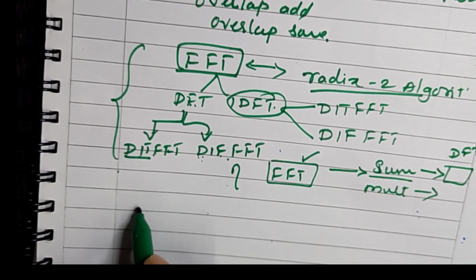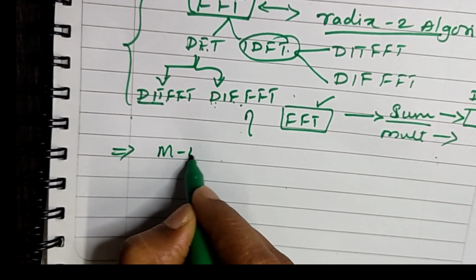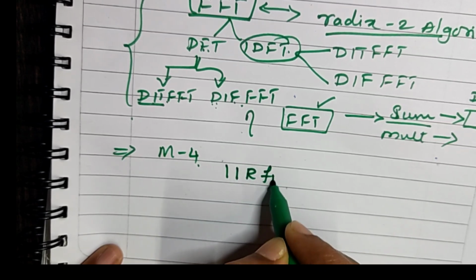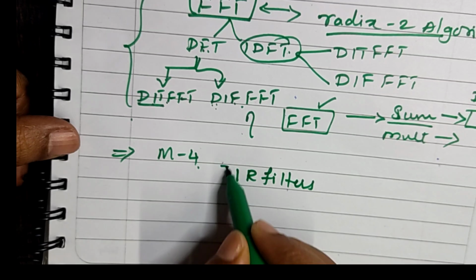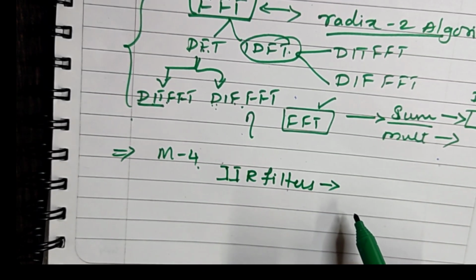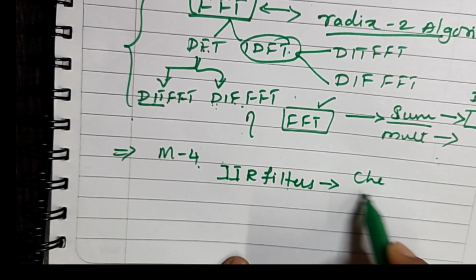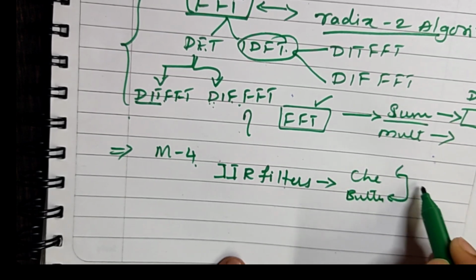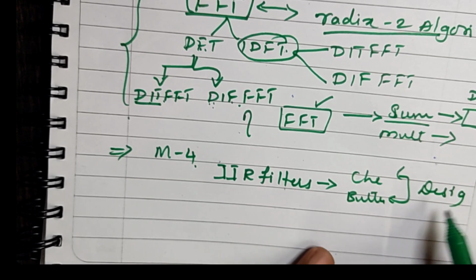And come to the fourth module. It is completely about IIR filters. In these IIR filters you have mainly two types of filters: one is Chebyshev and another one is Butterworth filter. We have to study the design of these first, and in Chebyshev we have to find out the polynomials as well.